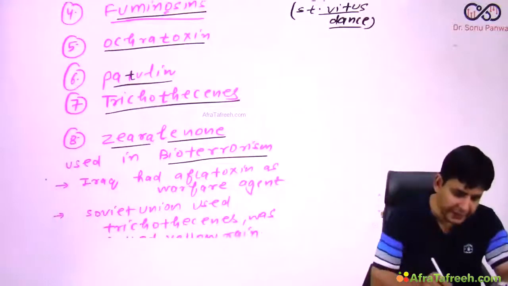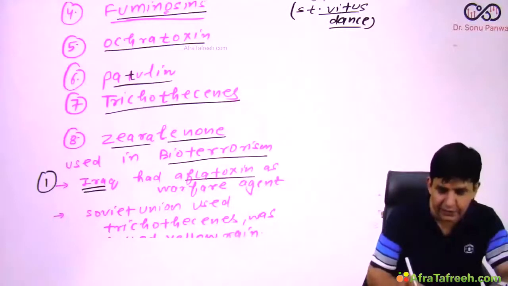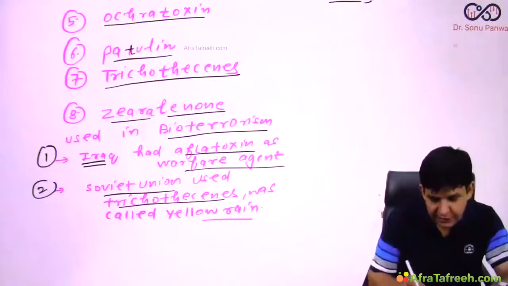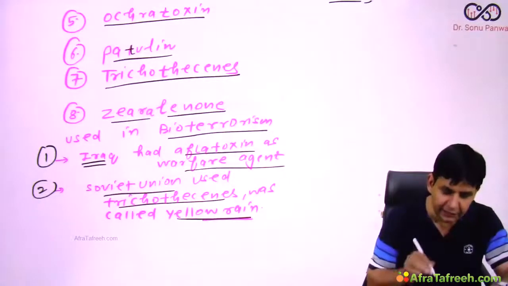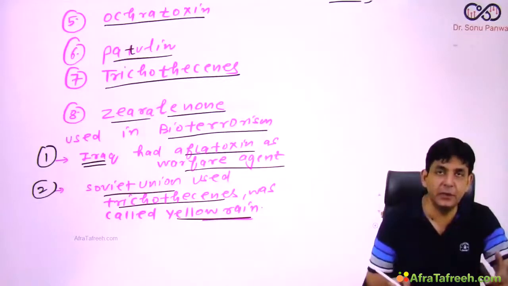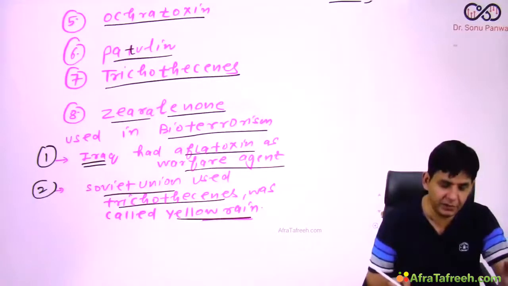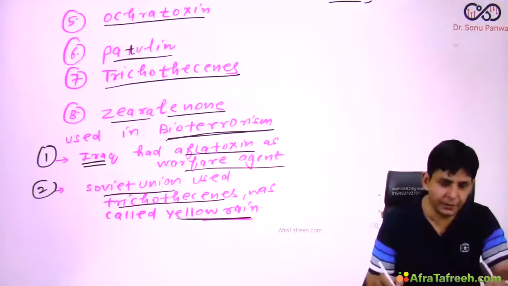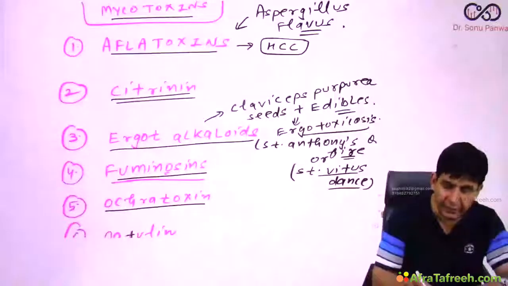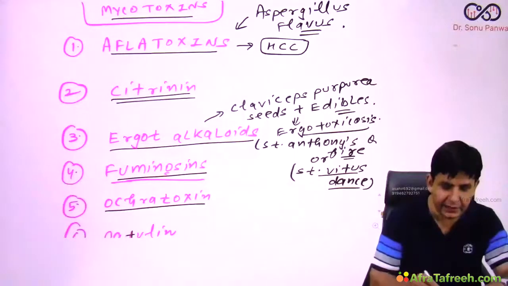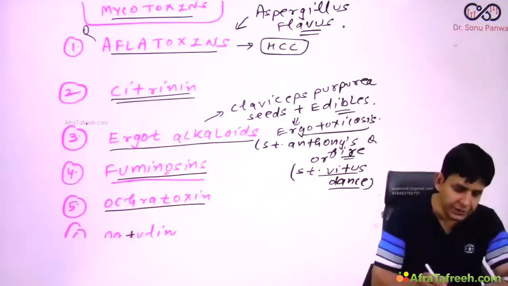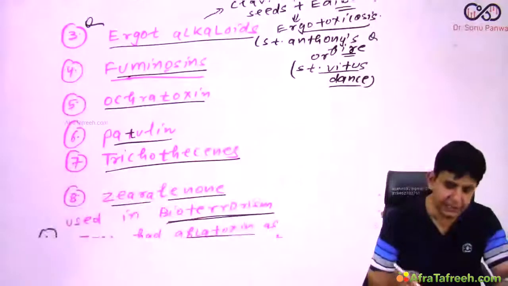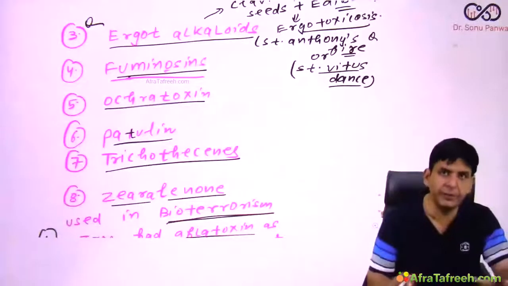Two examples of bioterrorism: Iraq had used aflatoxin as a warfare agent, and the Soviet Union used trichothecenes, the second last one here, and they caused a type of rain because of them, that is termed yellow rain. So trichothecenes and aflatoxin were used as warfare agents, as bioterrorist weapons. This also you need to remember. Again, aflatoxin, citrinin, ergot alkaloids. These two are important, they can be the questions. Citrinin, fumonisin, ochratoxin, patulin, trichothecenes, zearalenone, just the names you need to remember.